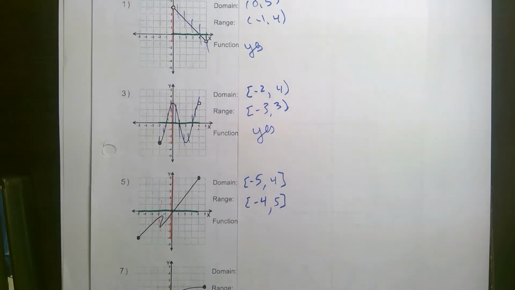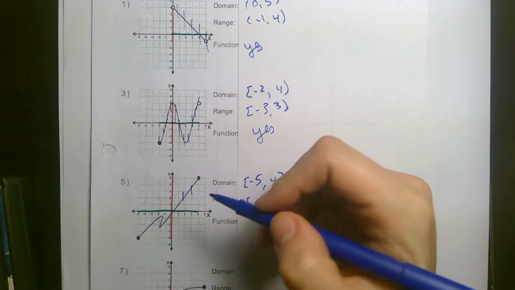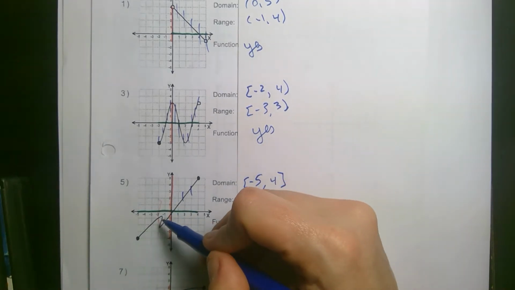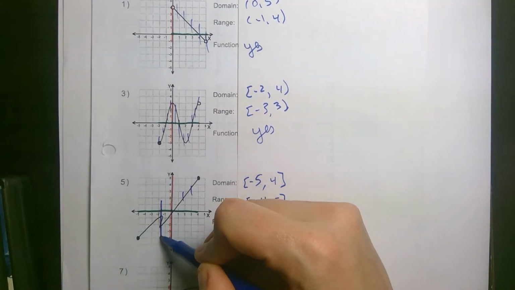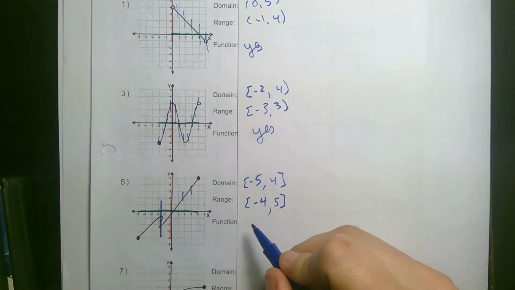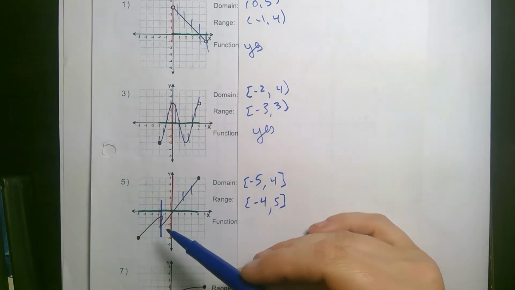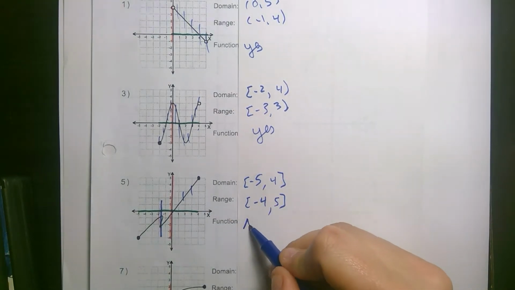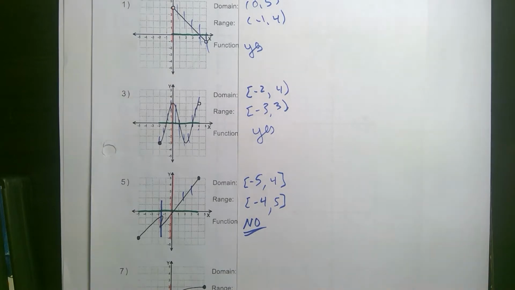Now the question: is this a function? Well, if I draw my line here or here, the answer is yes. However, if I draw my line over in this direction, hey, look, it passes through the line twice. It only has to pass through it one time for it to be considered not a function. So the answer for this one is no, it is not a function.